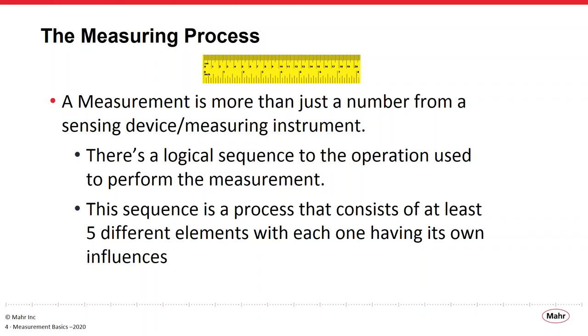We always talk about measuring and what the measuring process might be. I think measurement is more than just a number from a sensing device or a measuring instrument. Now, you can go out into your backyard and read your thermometer and see that it's 50 degrees Fahrenheit. Well, you've made a measurement, but really there's a lot more than that, and that's especially true when we talk about dimensional measurements. There's actually a logical sequence to the operation used to perform that measurement. That sequence is a process that consists of at least 5 different elements, and each one has its own influence.